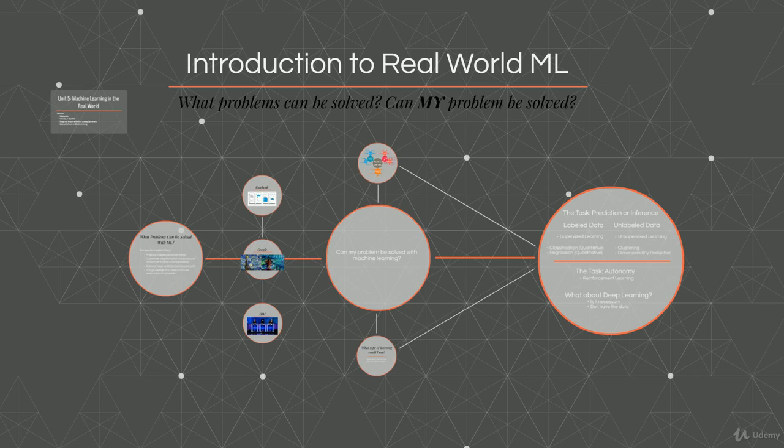I have a problem that I know I can solve with machine learning. Now, how do I actually pick an algorithm to do that? So keep listening.